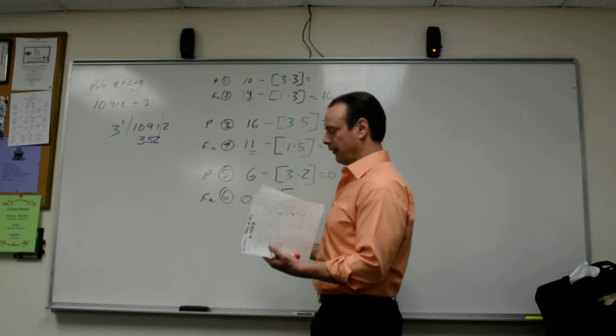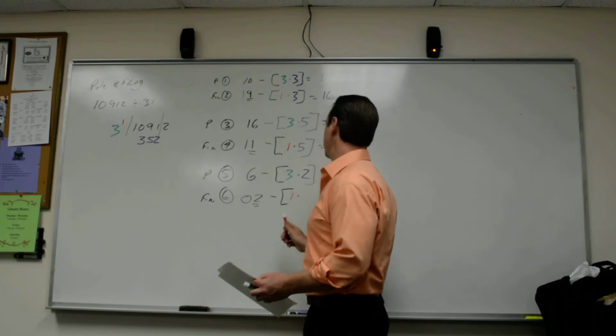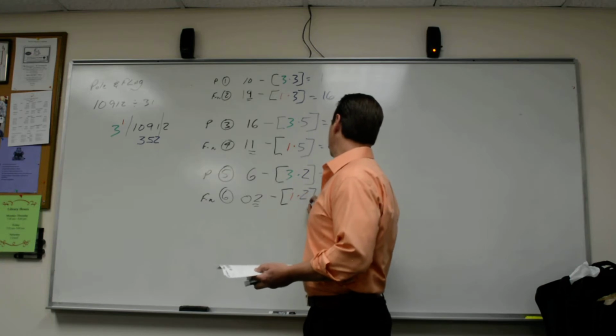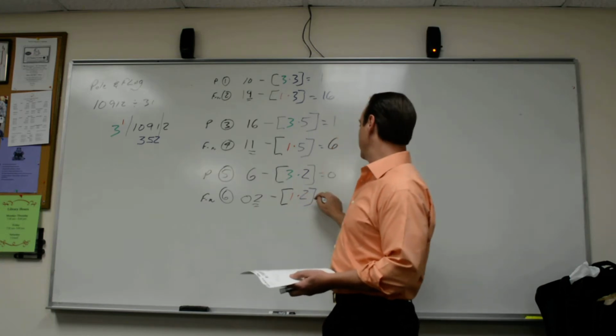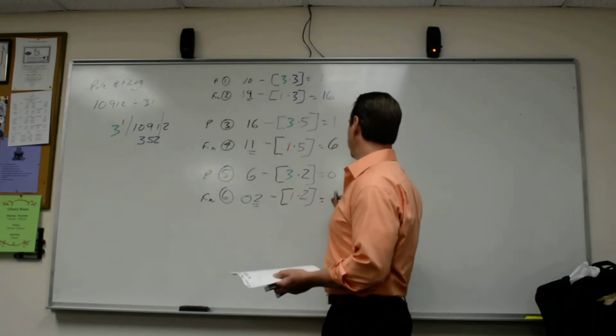Minus, now we're going to do the flag, which is 1 times, we got to use the 2 again. 2 minus 2 is going to give us 0. That's where it finished. 0. We're done.